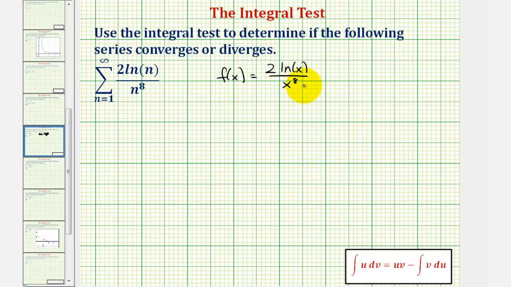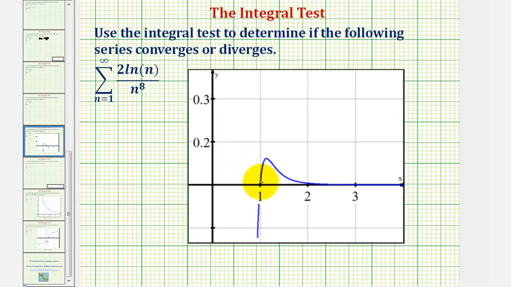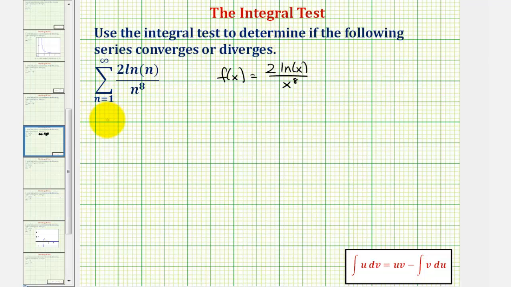But this function is a special case. If we look at the graph of this function, notice how it's actually increasing over this small interval here, but then it does decrease as x approaches infinity. So even though it is increasing over this small interval, we can still apply the integral test. So we want to find the integral from 1 to infinity of f of x integrated with respect to x. If this integral converges, the series converges, and if the integral diverges, the series diverges.